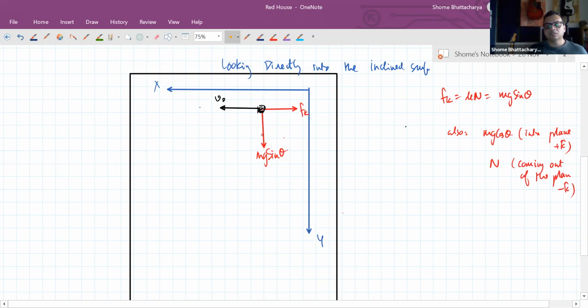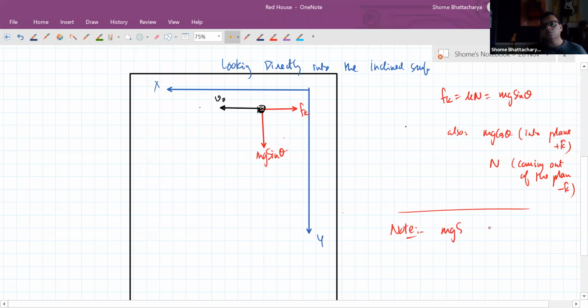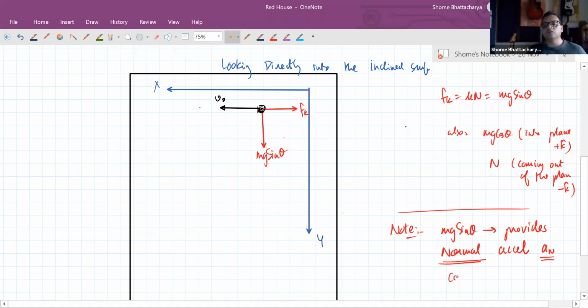So what happens here is, most importantly, you'll see that mg sin theta provides what we call the normal acceleration. We won't use the term centripetal here because it is not circular motion, so there's no so-called center. But it is normal, which we call an. That is the component of acceleration perpendicular to the velocity, initial velocity.